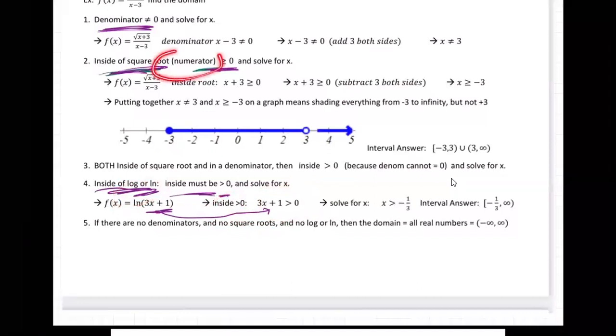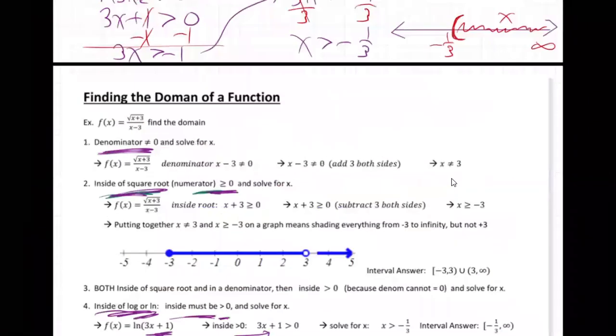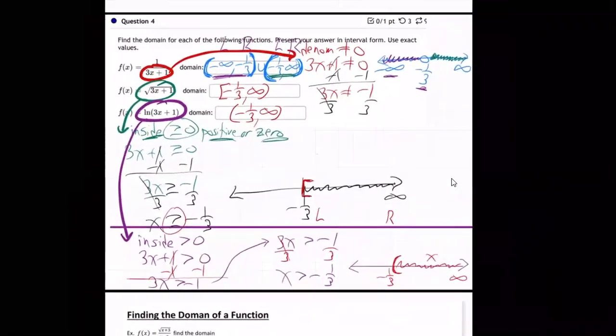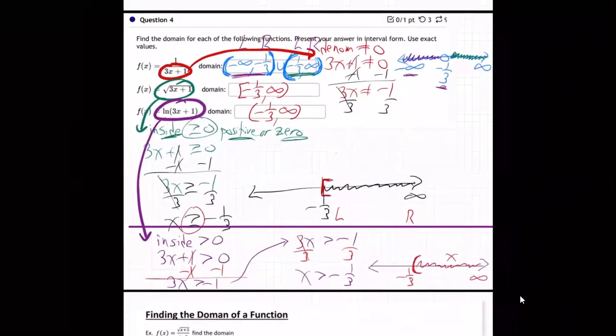And the inside of a square root must be greater than or equal to 0, because it's okay to be 0 in that case. So we go back and we say, all right, that's what happened. That's why we get a parenthesis at the negative 1/3 instead of a bracket. Otherwise, it's the same. So there's our review of domain.